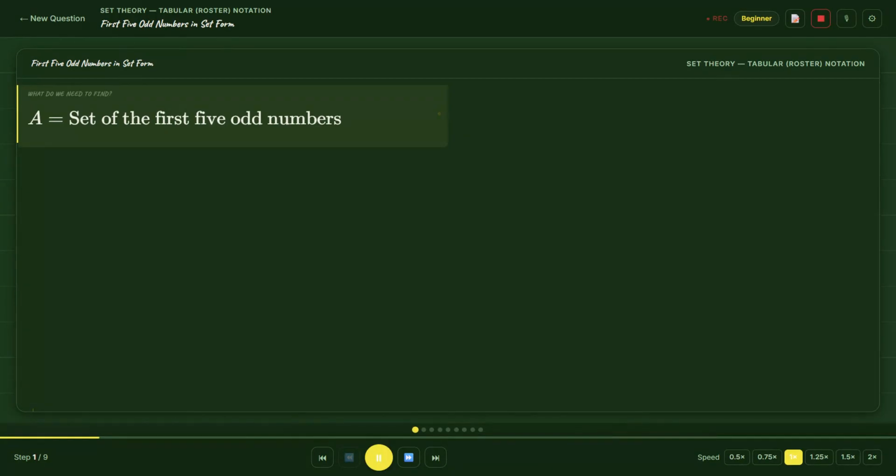Here is our problem. We need to find the first 5 odd numbers and write them in a special way called tabular form. That just means we list them inside curly brackets. Let's do it together.